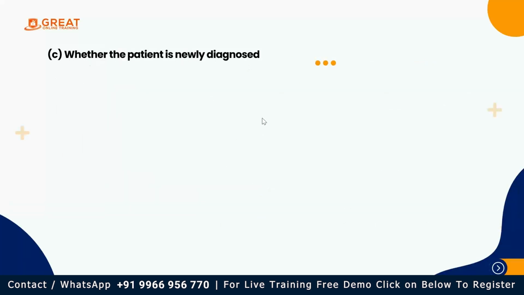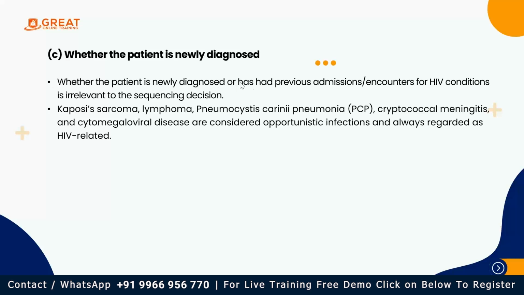Whether the patient is newly diagnosed or has had previous admissions or encounters for HIV conditions is irrelevant to the sequencing decision. Kaposi sarcoma, lymphoma, PCP, cryptococcal meningitis, and cytomegaloviral disease are considered opportunistic infections and always regarded as HIV related. So these are a few conditions which are caused because of HIV. You will find all these conditions in your book also. Highlight this. These are HIV related conditions.